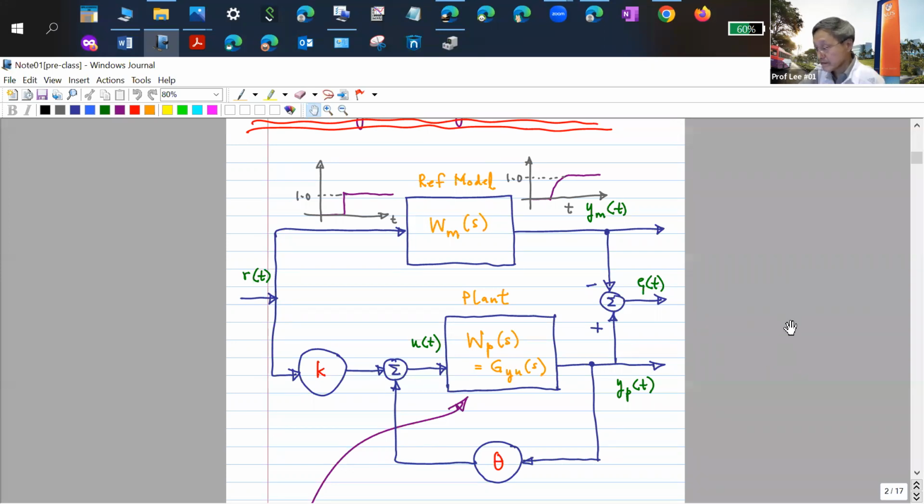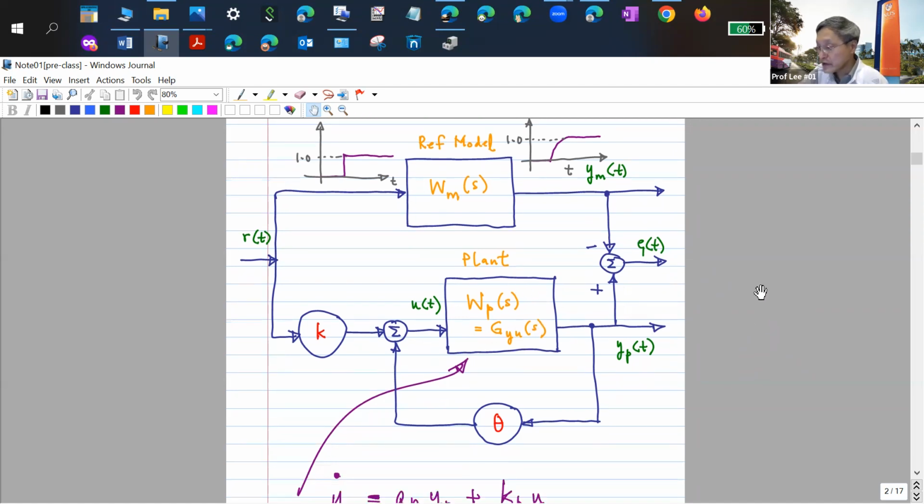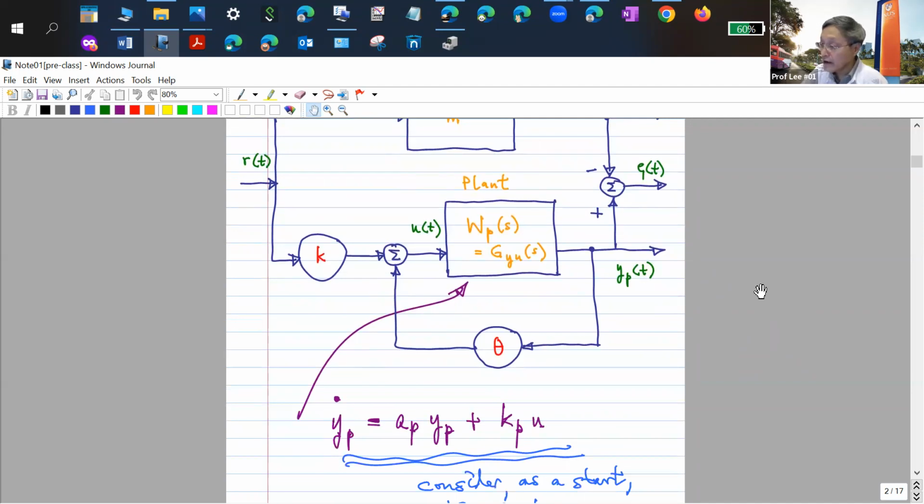As would be quite typical in formulating a control problem, you would say, look, I have a system I want to control. In this case, I will even start with almost the simplest type of thing you would encounter in signals and systems. You want to control this, and I'll just say this is basically the first order system, yP dot equals aP yP plus kP u. So yP is the output signal you have. u is a signal that you're able to manipulate going into the system.